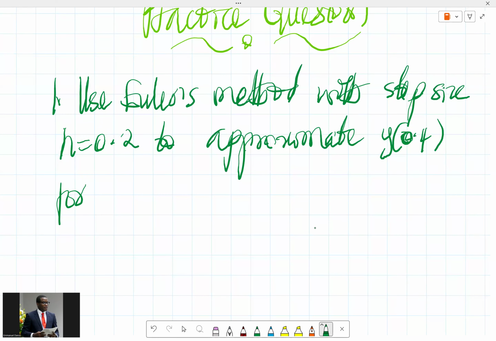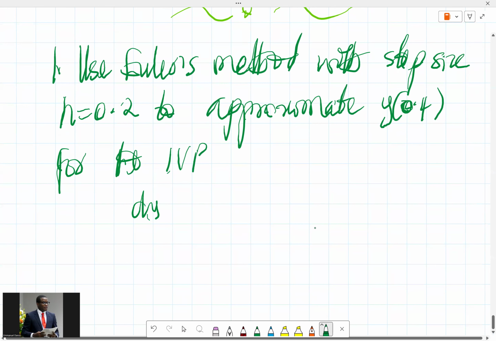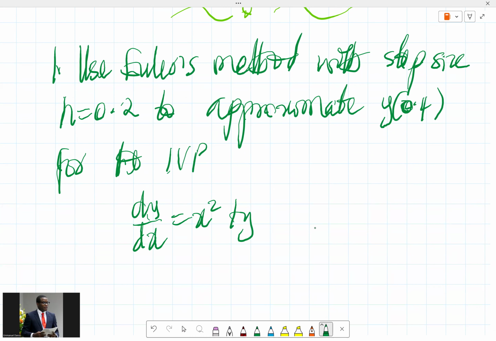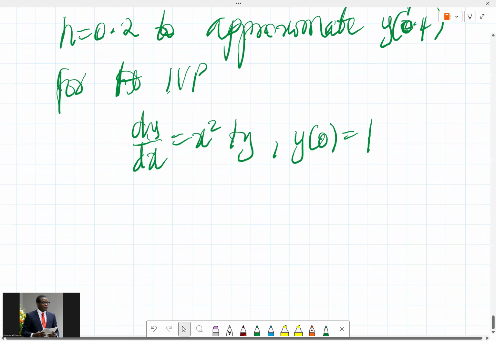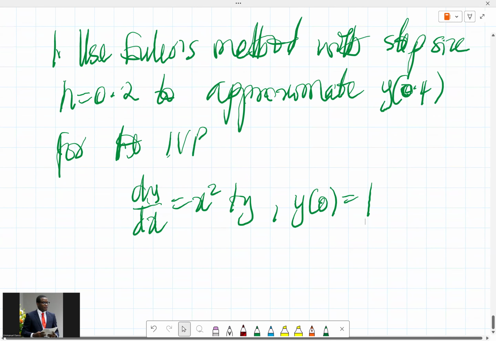Approximate y of 0.4 for the initial value problem dy/dx equals x squared plus y, with initial condition y of 0 equals 1. What we did before was x plus y, not x squared plus y. So that's question 1.